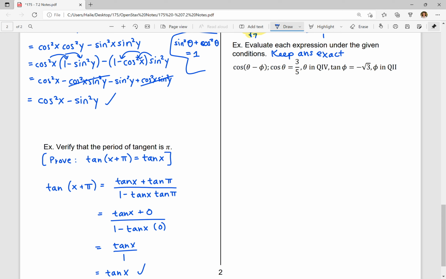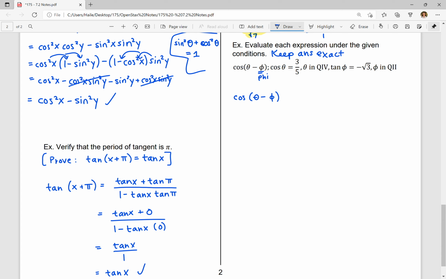So we have the cosine of theta minus phi. This letter right here is another Greek letter called phi. Some of you might call it phi. That's another way to say it, like the sorority. Okay, so we're going to start with cosine of theta minus phi.